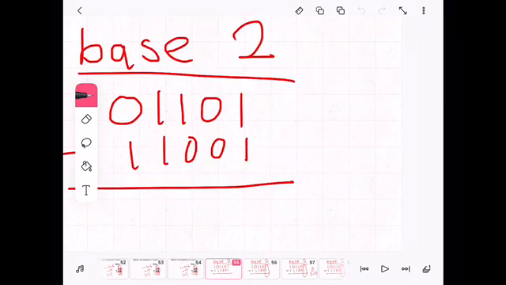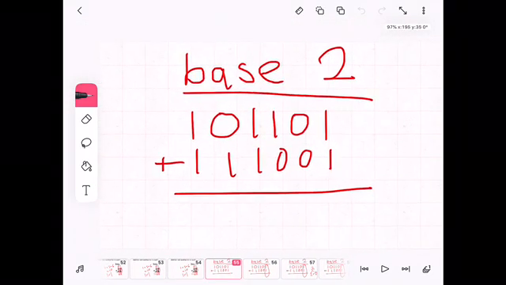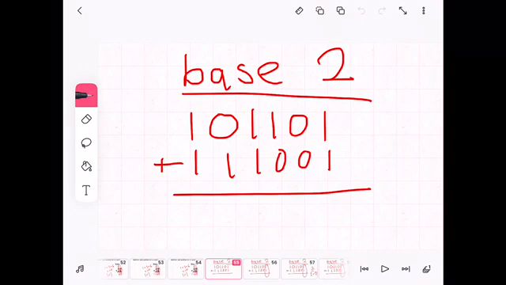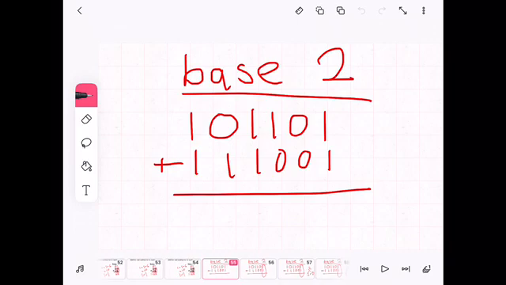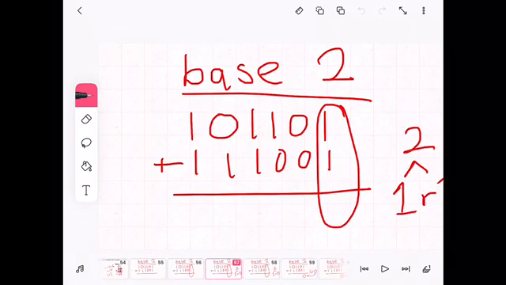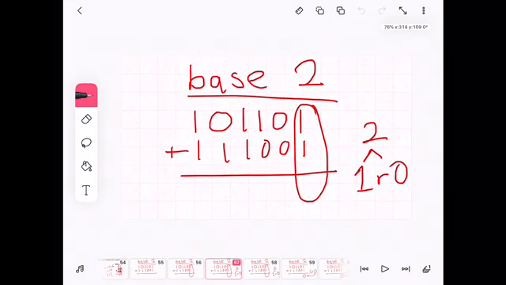Let's try base 2. An example in base 2, pretty easy. So I have 101101 plus 11100, all in base 2. Now remember that in base 2 the only digits that are allowed are 0 and 1. So 1 plus 1 will give me 2. I cannot write 2, so I ask myself the same question: how many times can I get 2 in 2? Because I'm working in base 2, I can get just one 2, and there will be no remainder.